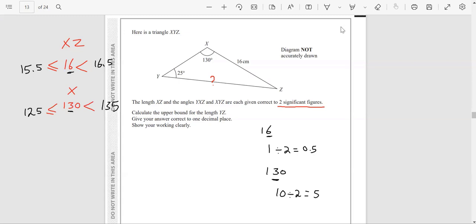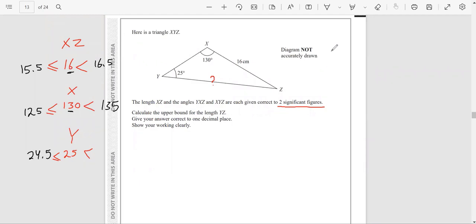If you move to the last angle, which is angle Y, it is 25 degrees, 2 significant figures, and the second significant figure is 5. 5 is in the units digit. So in the units digit, the same as 16, you're going to add half and subtract half. So the answer will be 24.5 and 25.5.